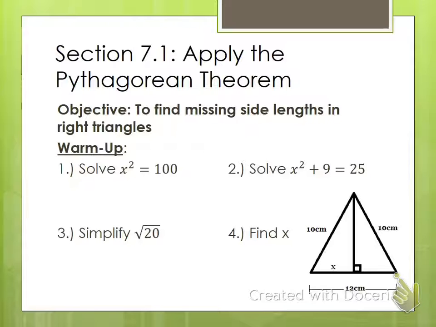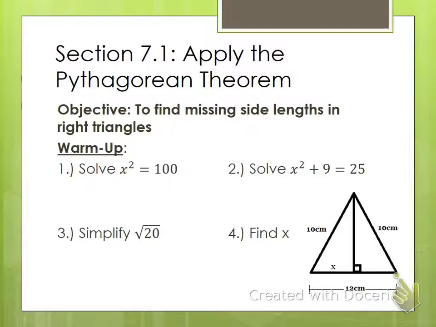What's the formula associated with it? A squared plus B squared equals C squared. Good job, Rodney. That would be it. A squared plus B squared equals C squared. So our objective will be to find missing side lengths in right triangles.